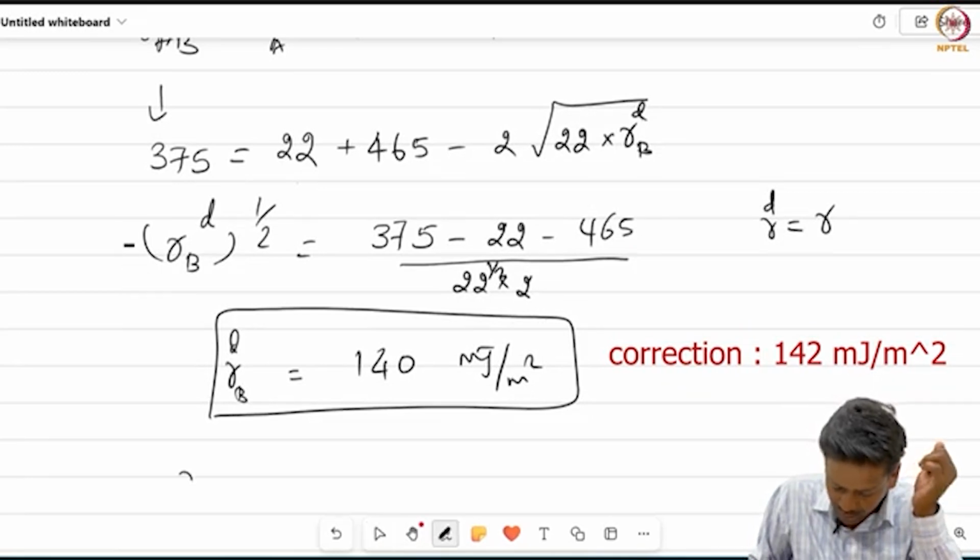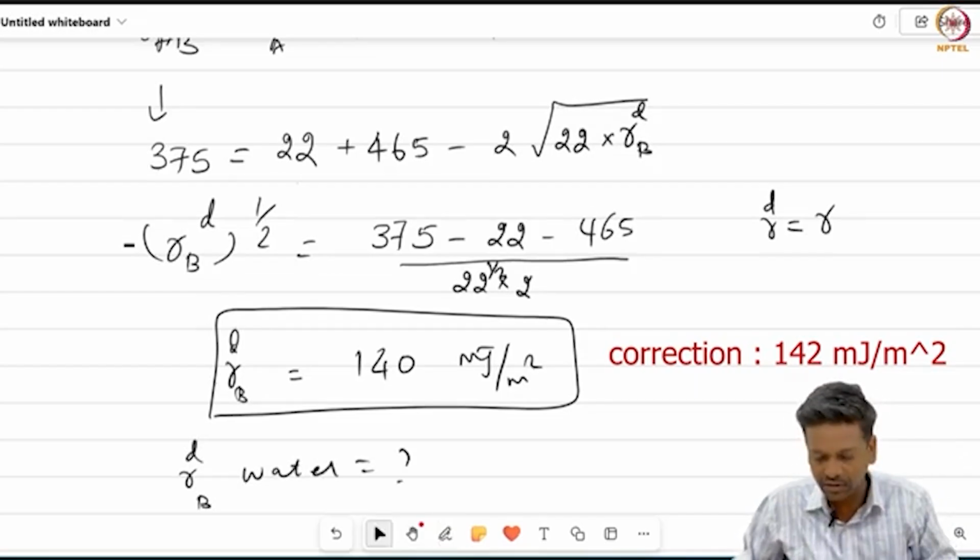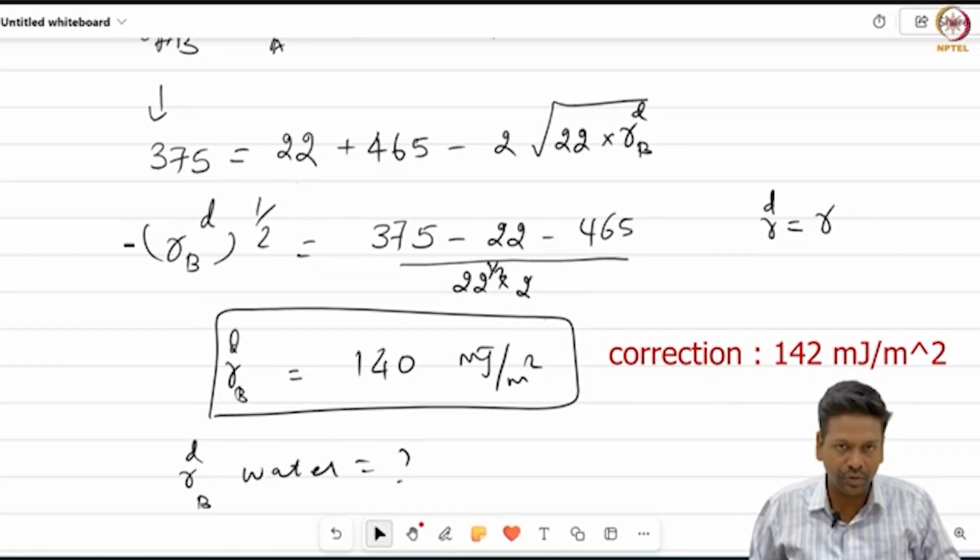In a similar way, you can calculate gamma D for water. I have given that to you as an exercise to do yourself. We will stop here and continue from the next lecture. Thank you.